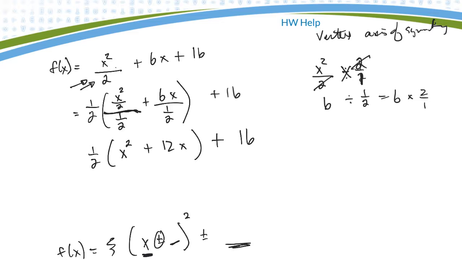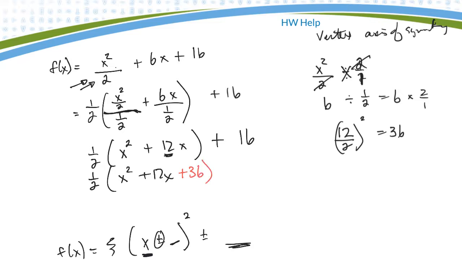Now I have to complete the square. So I take the 12, and I divide it by 2, and then whatever I get from there, I square that. So 12 divided by 2 is 6, 6 squared is 36. So I have a half, and then x squared plus 12x, and then I have to go plus 36 to make that a perfect square. And then outside here I have a plus 16.